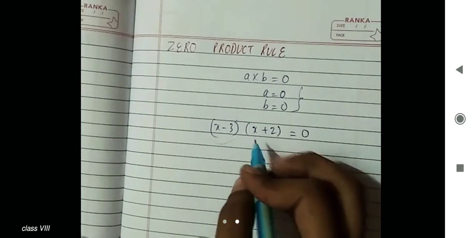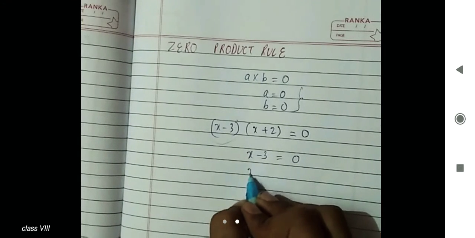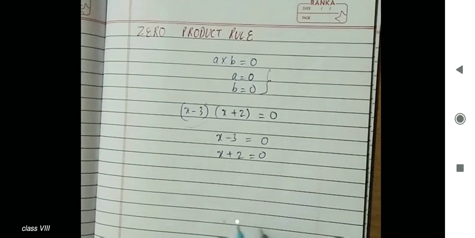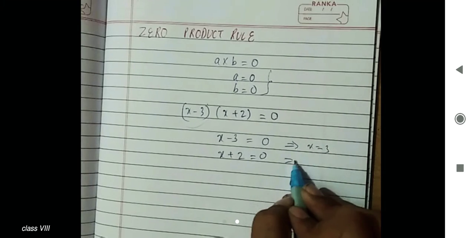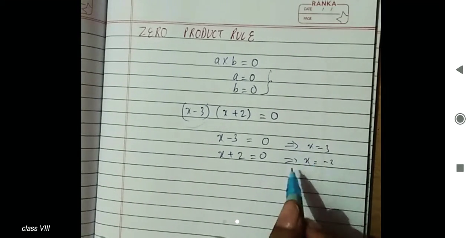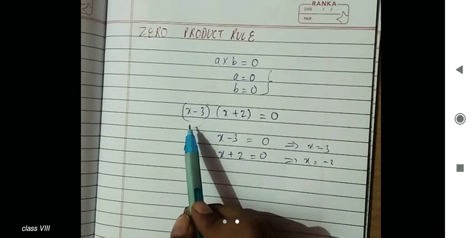So here we are applying the zero product rule, that is, x minus 3 can be equal to 0, or maybe x plus 2 is equal to 0. And this helps us in finding the roots of the equation, because from here we can easily conclude that x is equal to 3 and x is equal to minus 2. Using the transposing method, we can easily get our roots. That's why this zero product rule helps in factorization.